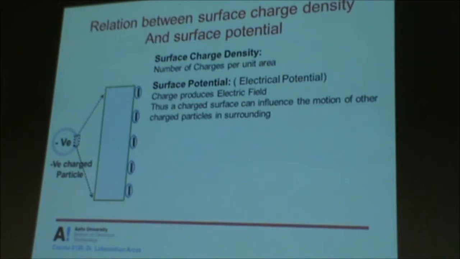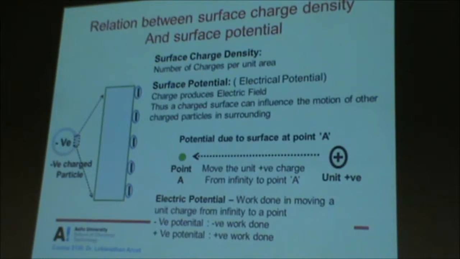Okay, as I told before, there are various mechanisms how charge is developed on a surface. We learned in our previous lectures that charge produces electric field. The way we define surface potential is when you bring a unit positive charge. Let's say you want to define what is potential at point A due to the charge on this surface. Now you bring a unit charge from infinity to this point. Depending on the charge here, you have to either spend energy or you will get energy.